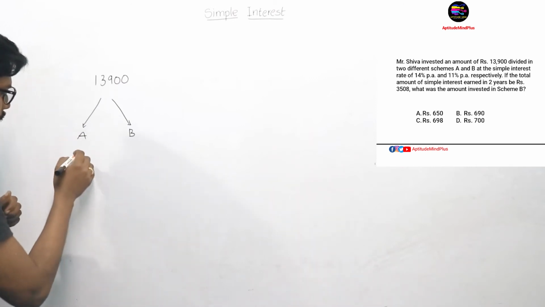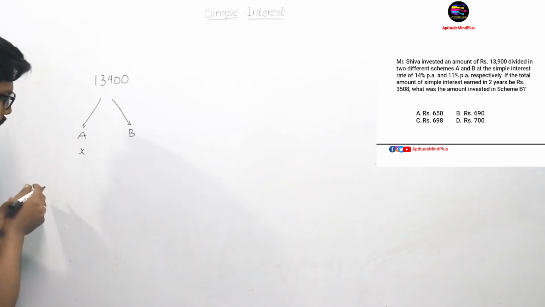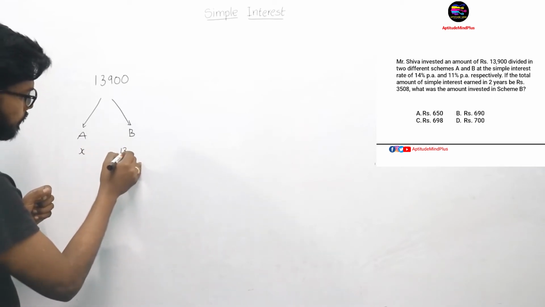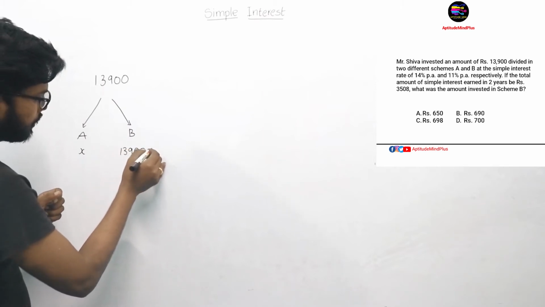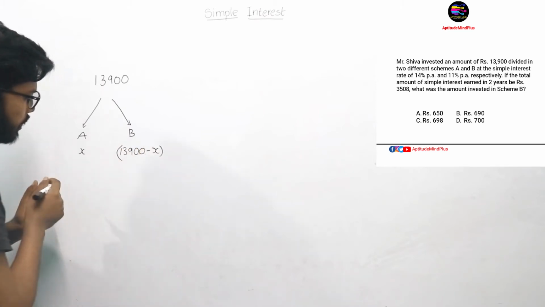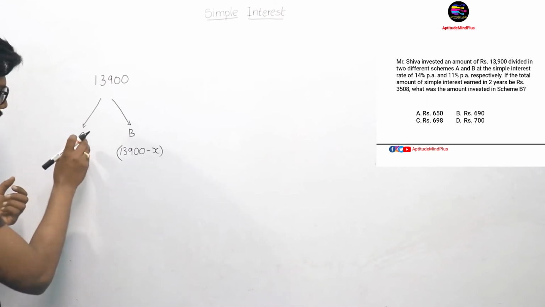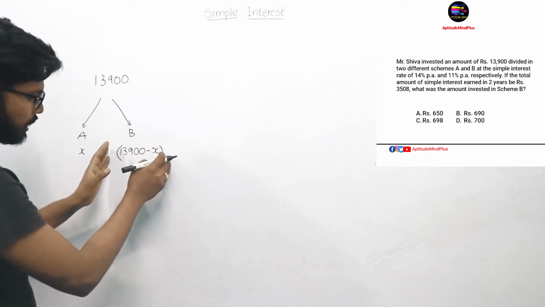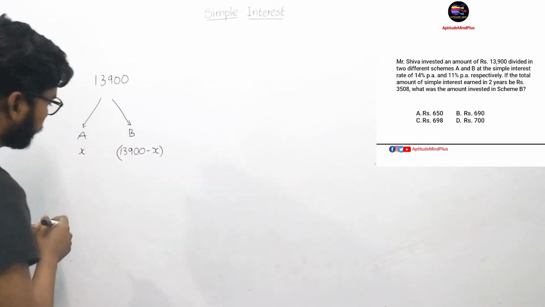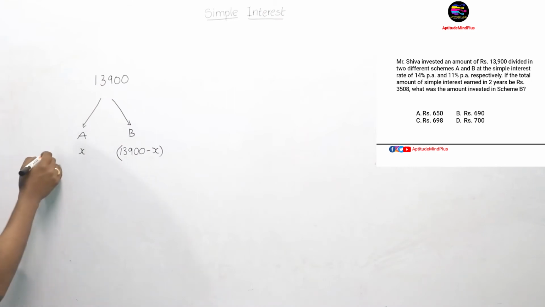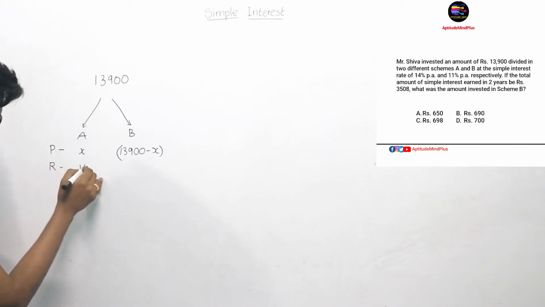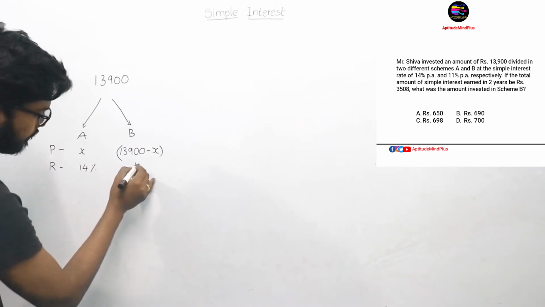So let us suppose x is invested in this scheme. What will be the rest of the amount? This is the remaining amount. If this is x, and you subtract it from the original amount, the left amount will be the money invested in scheme B, right? And this will be your principal amount. The rates are given as 14% for this and 11% for this.